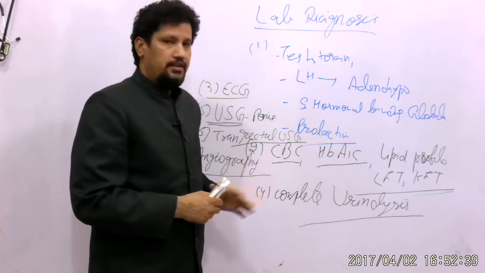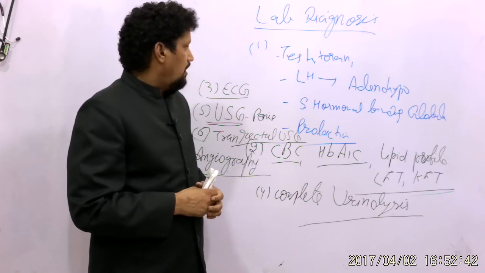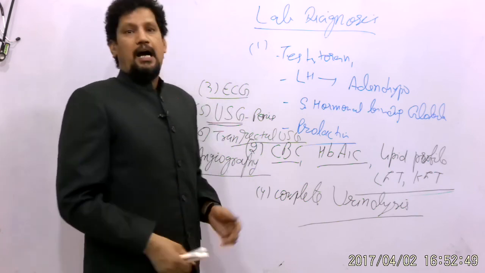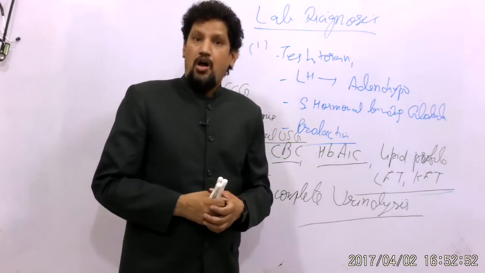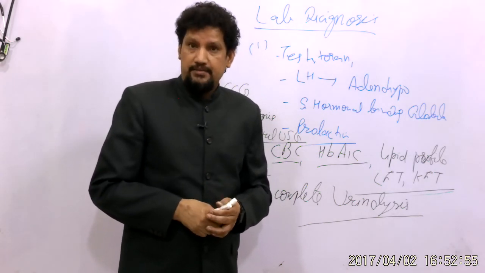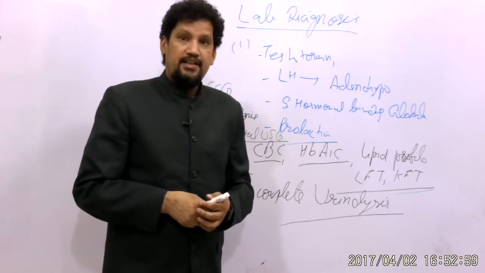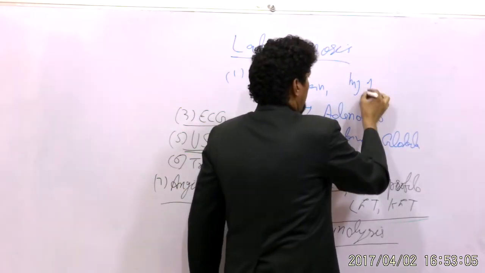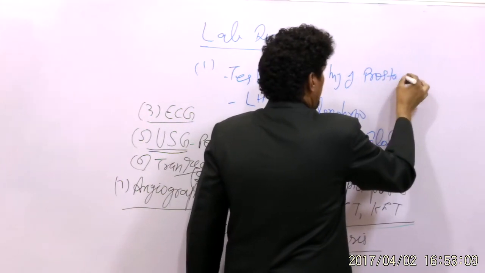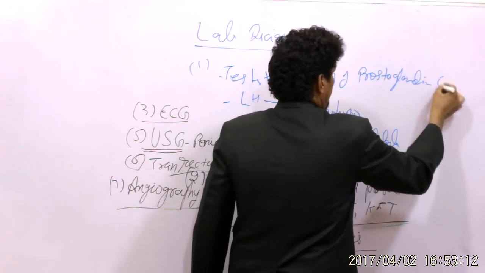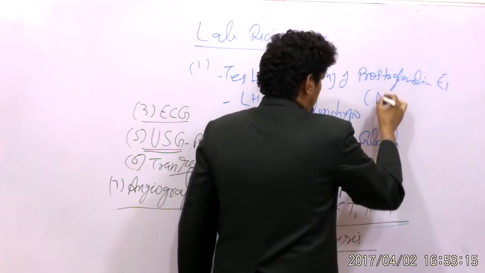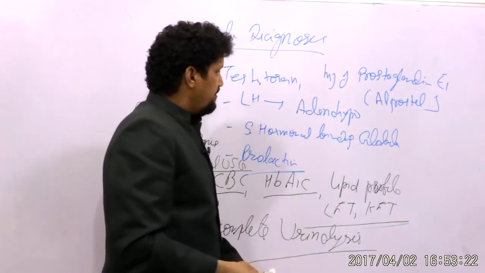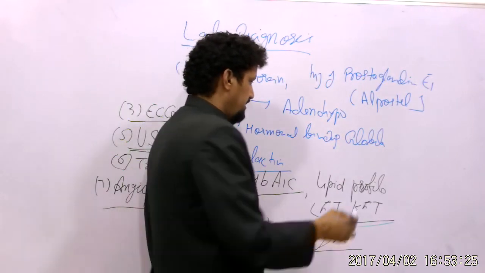Besides these all, there are some special criteria or some special type of test used to rule out the erectile dysfunction. Either it is psychological or it is organic cause of the erectile dysfunction. Injection of the prostaglandin E1. So injection of the prostaglandin E1, known as alprostadil. It should be injected by small bore needle.